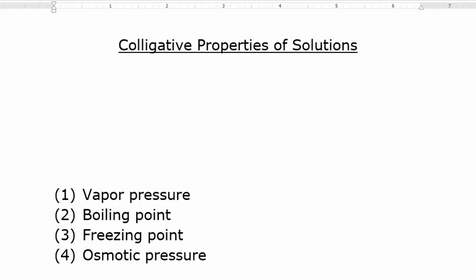We're talking about properties of solutions that are known as colligative. Colligative means essentially collective. And what that means is it's for a collection of solutes, these properties will be true. It does not depend on the exact solute. It depends on only the concentration of the solute.